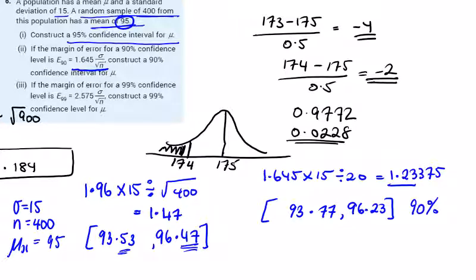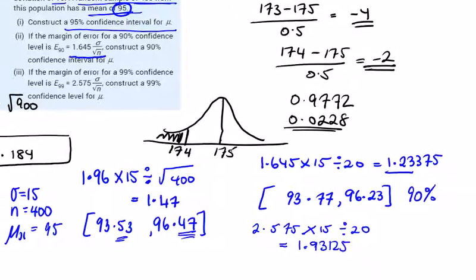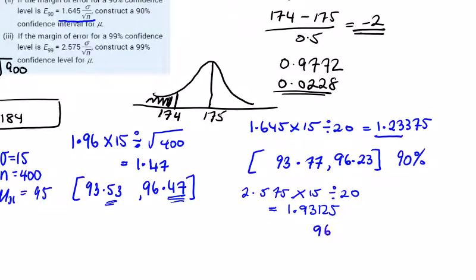And they've asked us to do a 99% as well. So 2.575 multiplied by 15 divided by 20. So we're getting 3/4 again of 2.575, and that's going to be equal to 1.93125. So I'll just take 1.93. So we're going to get 96.93 on one side, and on the other side 93.07.